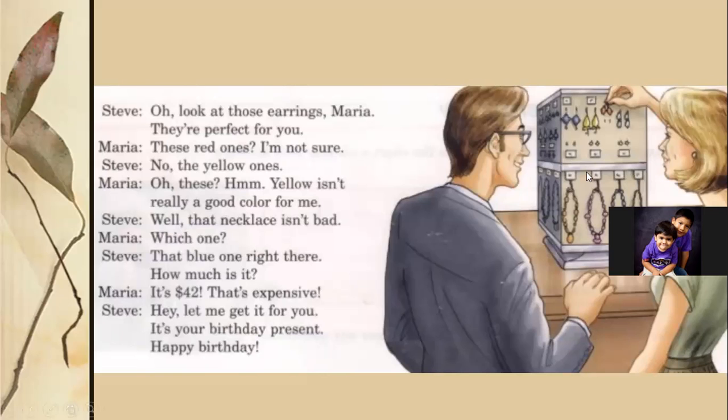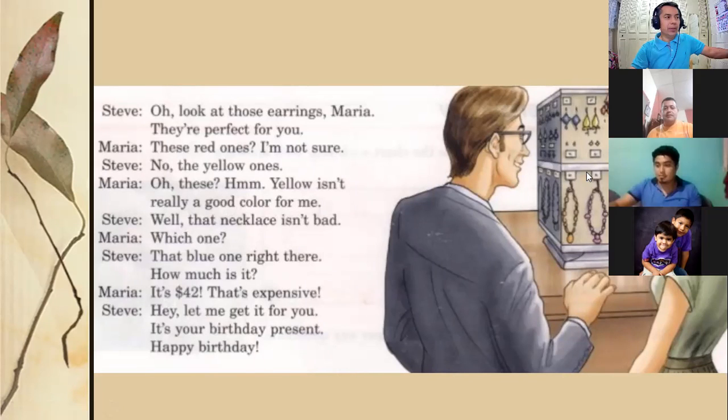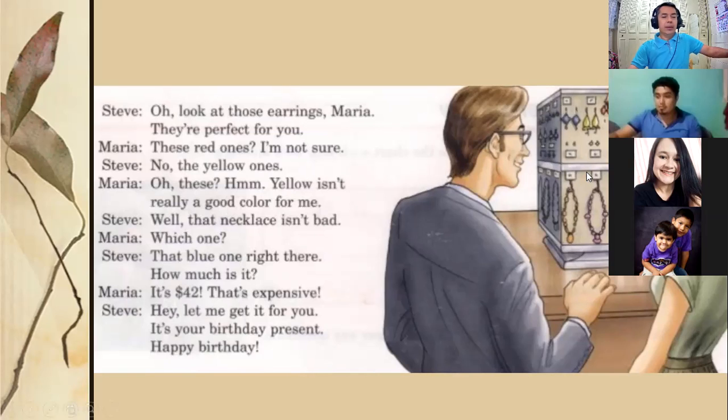One, two, three. Oh, look at those earrings, Maria. They're perfect for you. These red ones? I'm not sure. No, the yellow ones. Yellow isn't really a good color for me. Well, the necklace isn't bad. Which one? The blue one right there. How much is it? It's $42. That's expensive. Hey, let me get it for you. It's your birthday present. Happy birthday.